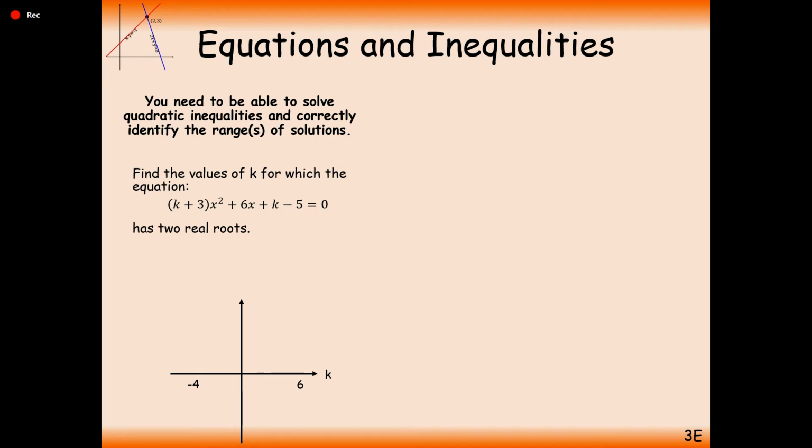One of the students asked me, sir, can you go through this question? This is for AS Mathematics. The question says, find the values for k for which the equation is the following. And the most important part here, we're going to extract, has two real roots. Okay, has two real roots.